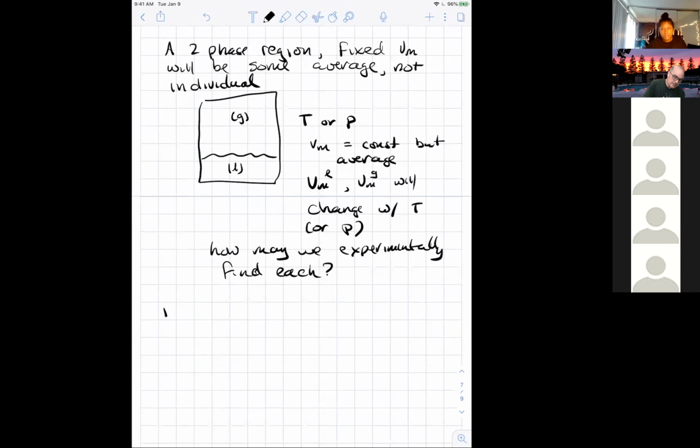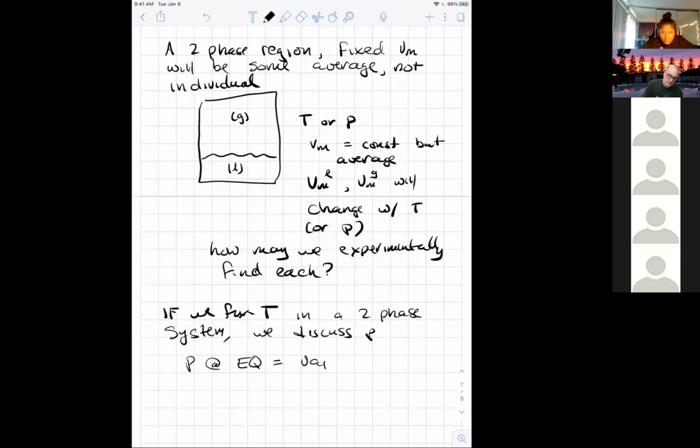Typically, if we fix the temperature in such a system, in such a two-phase system, we'll discuss the pressure, right? So the pressure at equilibrium is called the vapor pressure. And we know this, and actually we probably have a decent feel for vapor pressure because of our freshman classes, our organic chemistry classes, right?